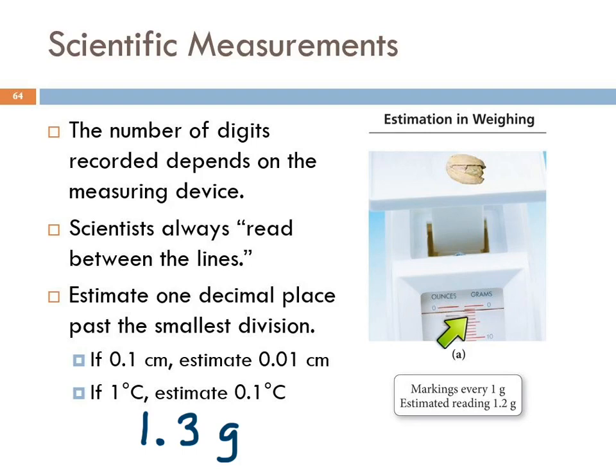So here, the smallest lines represent 1 gram. That means we're going to estimate the next place. If you have smallest divisions being 0.1 centimeters, you're going to estimate the next decimal place. 1 degree Celsius on a thermometer, you estimate the next one. This is for analog devices, things that are not digital. If we have a digital device, like we use digital balances, that takes care of it for you. You write down everything, and the last digit is uncertain.